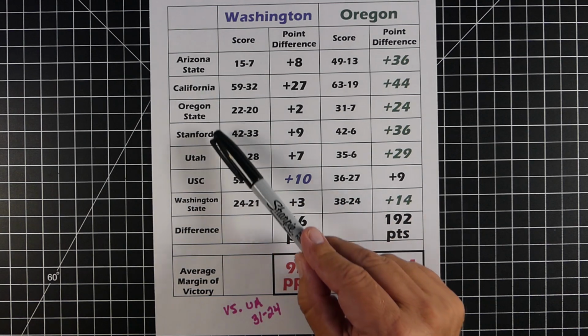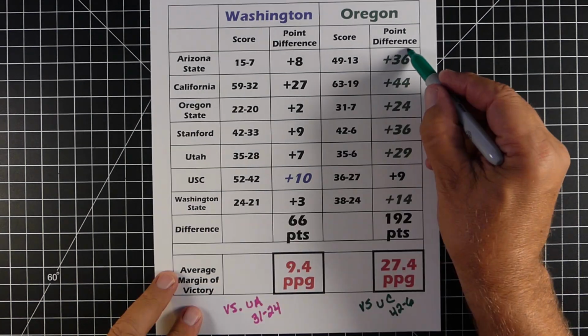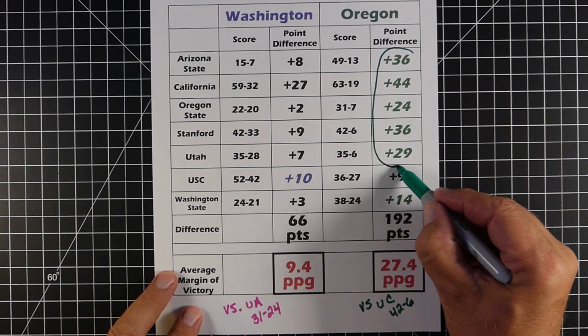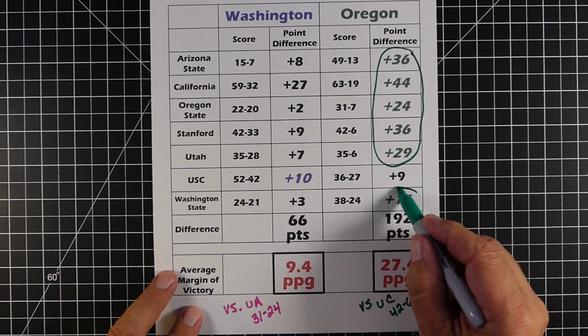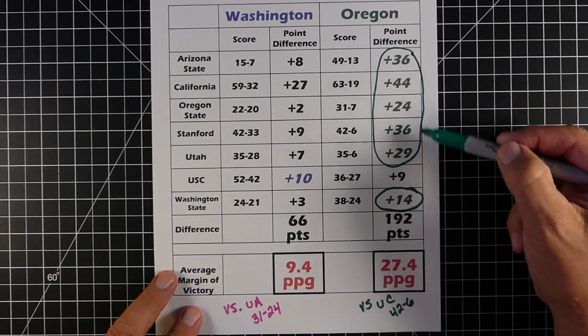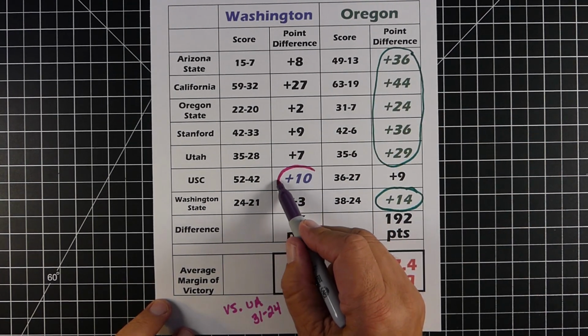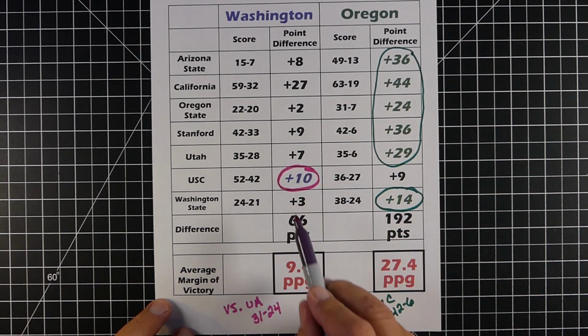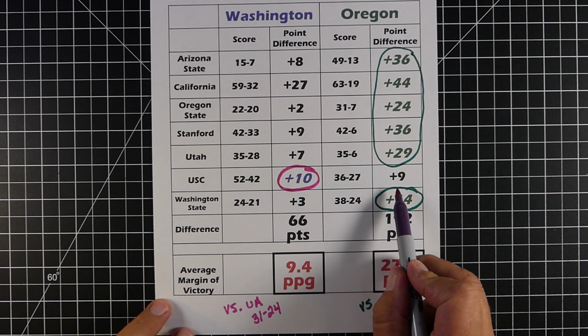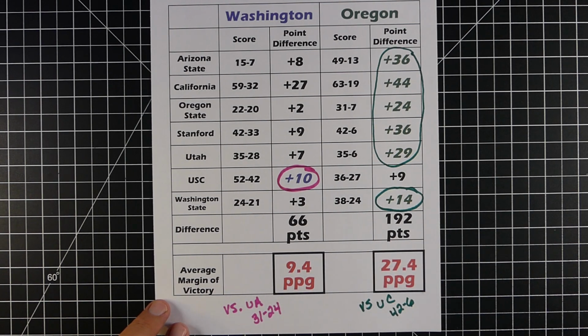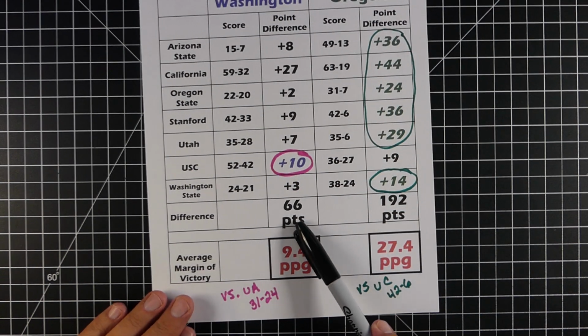Why would both the JP poll and Vegas believe that Oregon should win this game and fairly handily? Well, they played 7 common opponents during the season. And Oregon, 6 of the 7 times, beat those teams much more decisively than Washington did. The only time Washington had a greater margin of victory was the victory over USC, and it was only by 1 more point than what Oregon did.